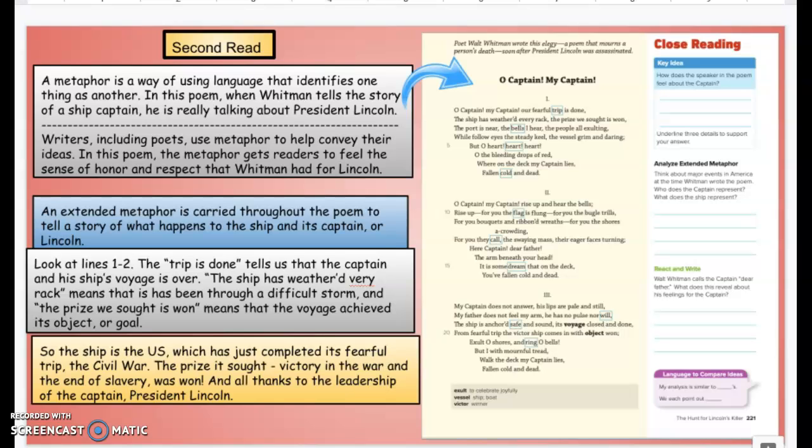All right, so we're going to look at lines 1 and 2, where it says, "The trip is done." That tells us that the captain and his ship's voyage is over. The ship has weathered every wrack, which means it has been through a difficult storm, and "the prize we sought is won" means that the voyage achieved its object or its goal. So you'll see that the ship is the United States, which has just completed its fearful trip, the Civil War. The prize it sought, victory in the war and the end of slavery, was won, and all thanks to the leadership of the captain, President Lincoln.